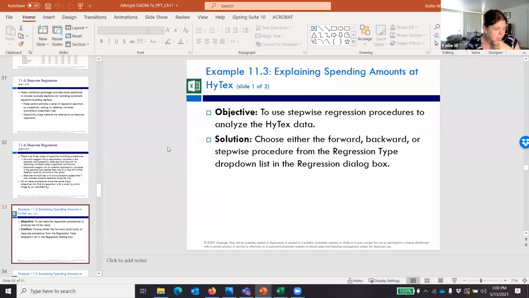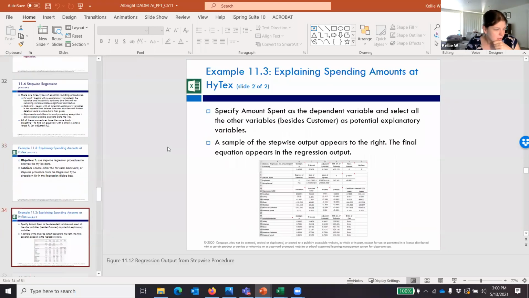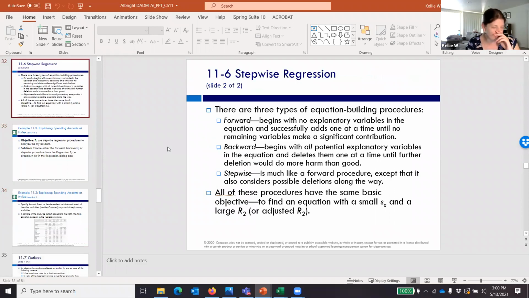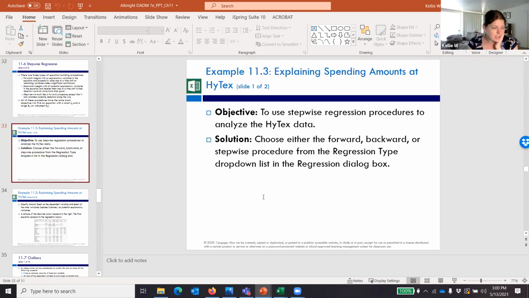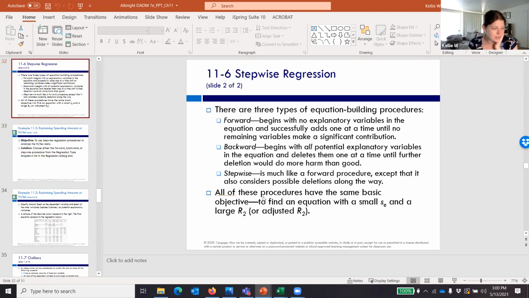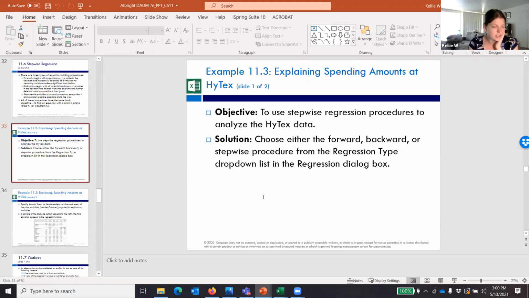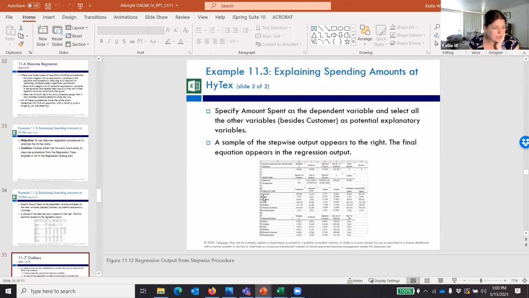Okay, we talked about stepwise. You can go forward. The steps that I showed you were backwards, where you start with the highest p-value and then subtract out one at a time. You can go forward where you start with no variables and then you add one at a time until they stop contributing. But that's a lot harder to do because there's a lot more trial and error.